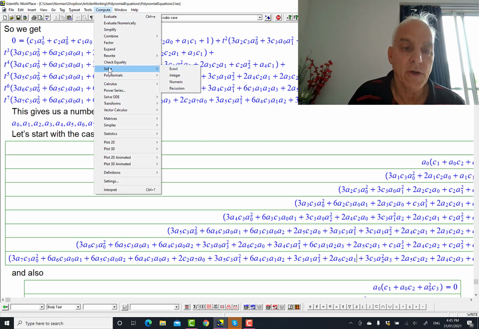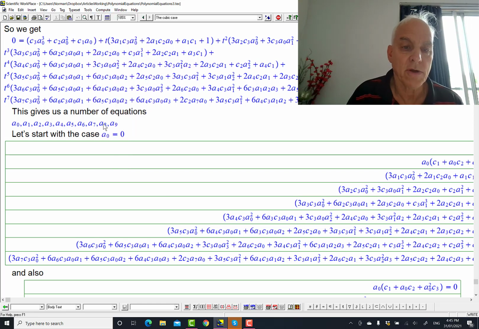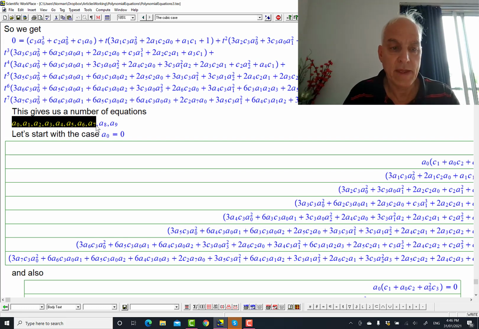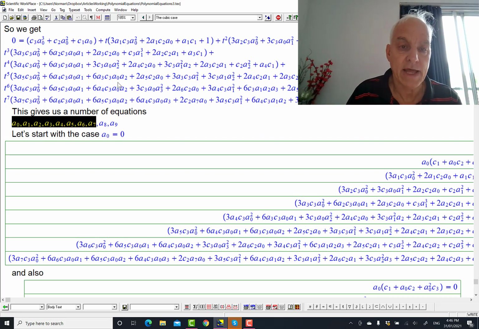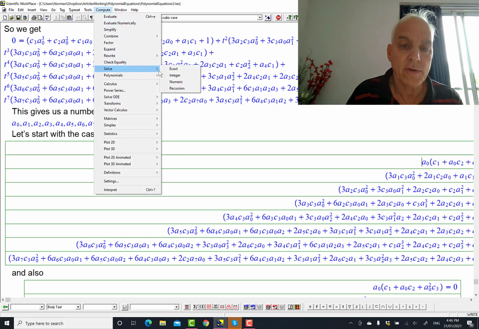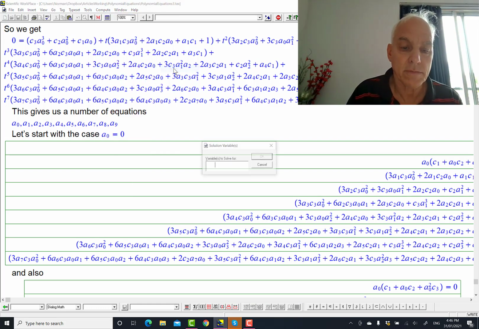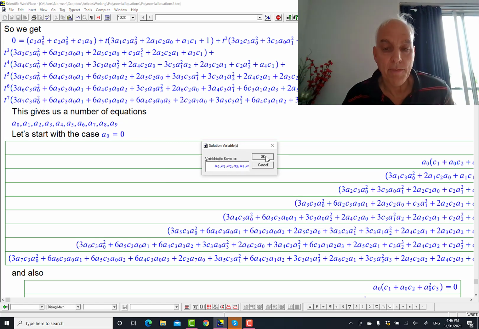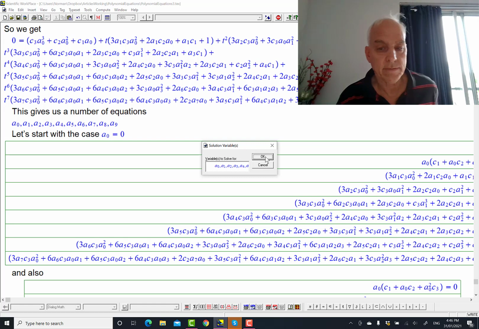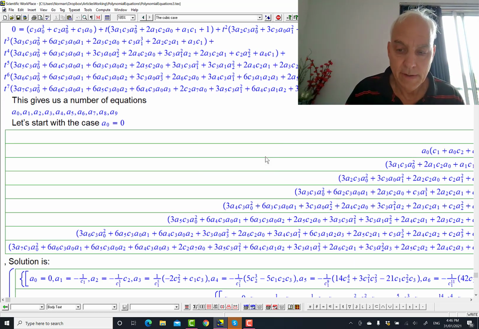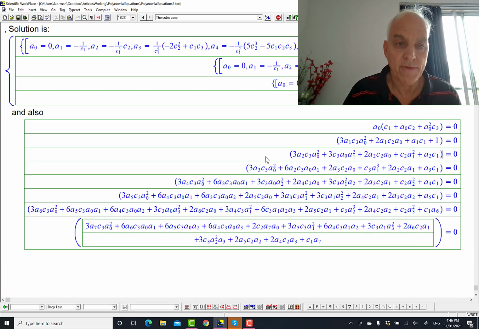Compute. Solve. Oh, before I do that, I should copy this. We're going to solve A0 up to A7, because the last term is A7. Okay, now I have to put the cursor back in here somewhere. Anywhere, it doesn't matter. And now I'm going to ask our brilliant friend to solve for A0 up to A7. Okay, you can do it. Okay, let's see what happens here.